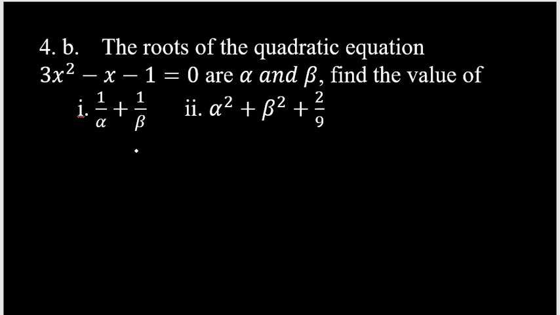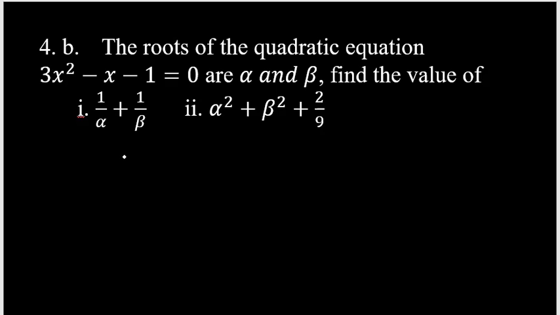For question 4b, it says the roots of the quadratic equation 3x squared minus x minus 1 being equal to 0 are alpha and beta. Find the value of (i) 1 over alpha plus 1 over beta, (ii) alpha squared plus beta squared plus 2 over 9. So today we'll try going through the solution for this particular question.